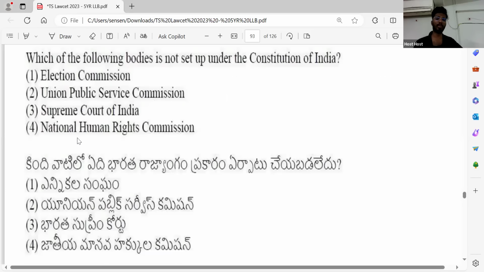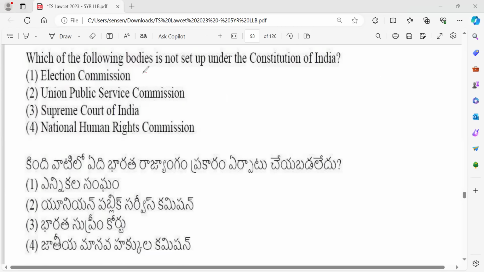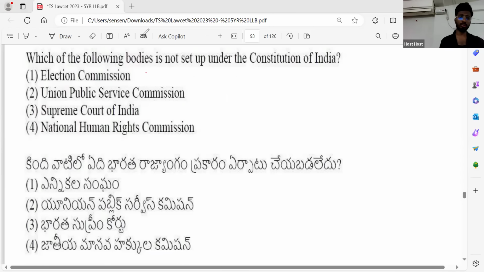Which of the following bodies is not set up by the Constitution of India? Not mentioned in the Constitution. Option 4. Very good. National Human Rights Commission. Human Rights Commission is not a constitutional body. It is a statutory body.